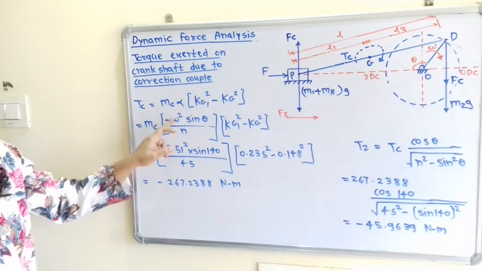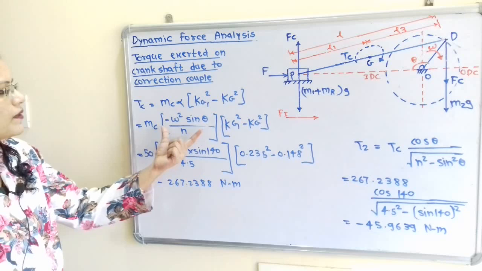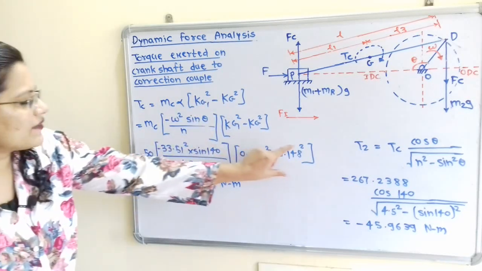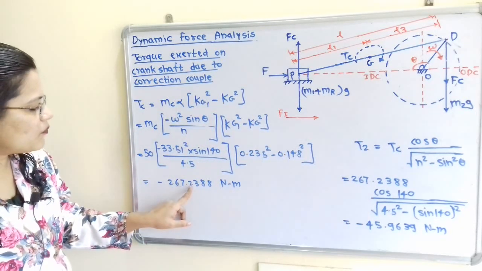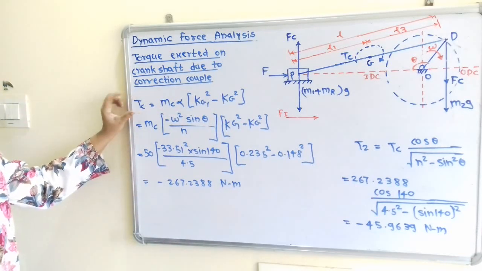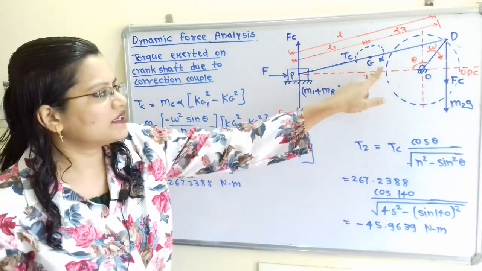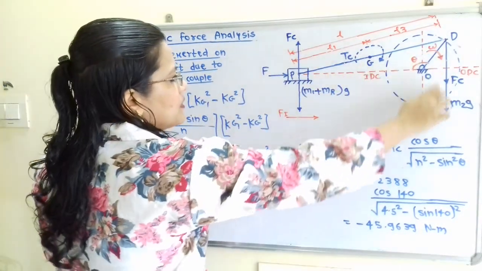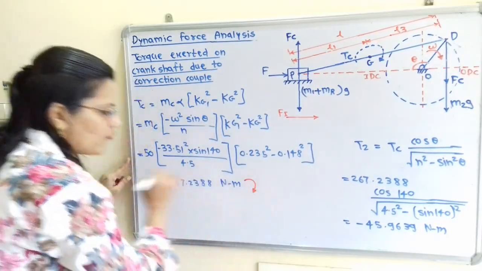Now for this alpha we have formula, that is minus omega square sin theta by n. So we will put this formula and we will apply here the value. So when we put all the values, then we will get the negative answer minus 267.2388 Newton meter. Now we know that for this torque due to correction couple, what is the direction? So direction mentioned here is clockwise direction, because this direction will depend upon the direction of these forces. So here we will show the same direction, that is the clockwise direction.